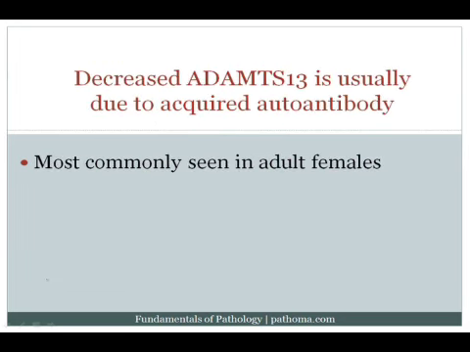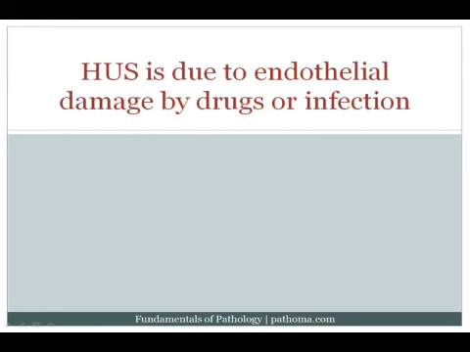And so the classic patient that develops TTP is an adult female who, as an autoimmune process, develops an autoantibody, and that autoantibody then destroys ADAMTS13. So the classic patient is an adult female. Now, a second way by which we can get a microangiopathic hemolytic anemia is a disorder called HUS.